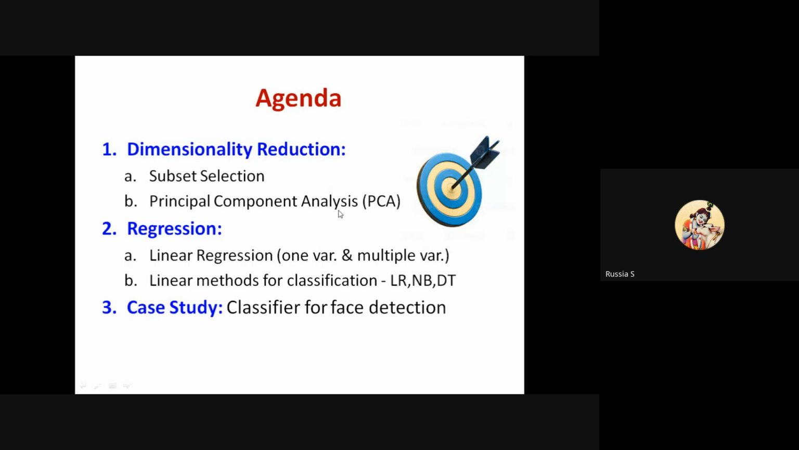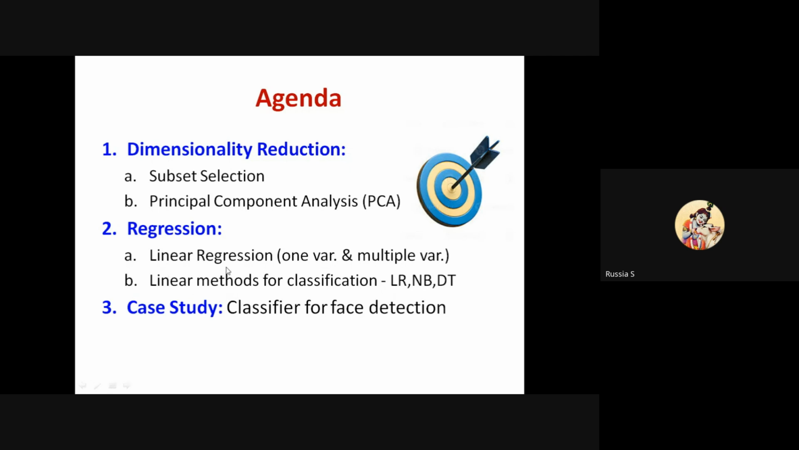This is the agenda of this session, considering module 2. The first broad topic is dimensionality reduction. Under dimensionality reduction, the first one is subset selection. Another one is principal component analysis, shortly known as PCA. Then another topic is regression, under which comes linear regression. Then linear methods for classification, that is logistic regression, then Naive Bayesian methods and decision tree. These are the classification methods that come under the linear methods.